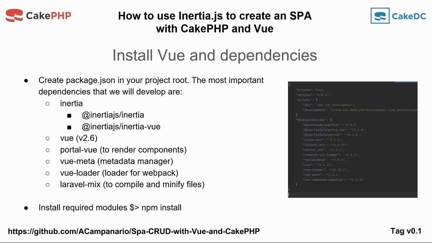Install Vue and dependencies. In this example, we will use Vue version 2.6 and Node.js version 14. The first thing is to create a package.json file in your project root. And the most important dependencies we will need are Inertia, Inertia Vue, Vue version 2.6, portal-vue to render components, Vue metadata manager, Vue loader for Webpack, and Laravel Mix. Also note the inclusion of the Laravel Mix package that is used to compress, minify, and deploy our app to the webroot/js directory.